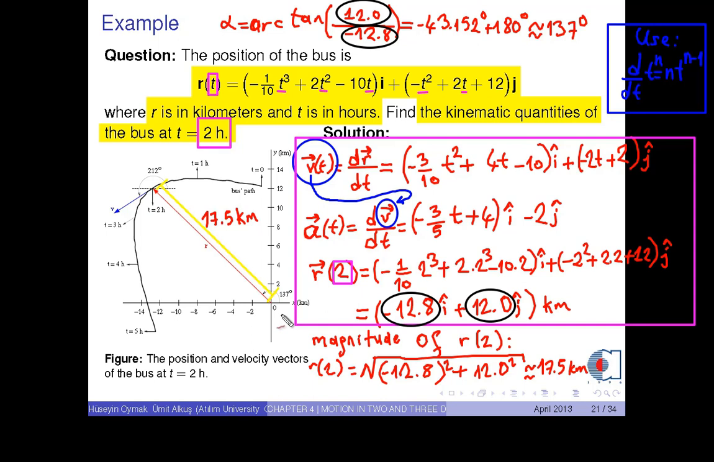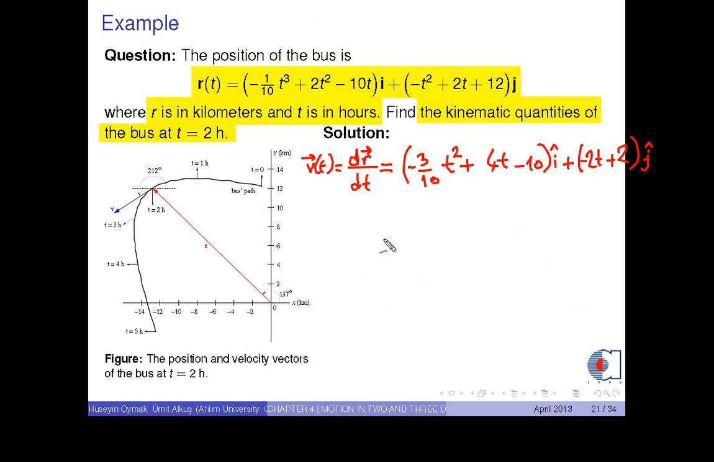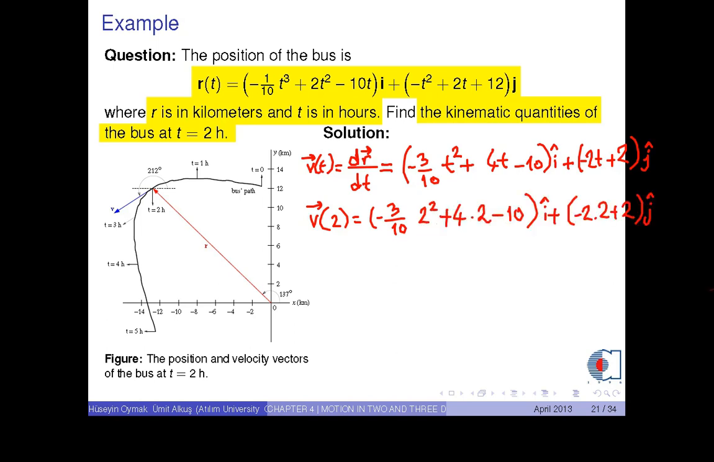We thus say that the bus is at a distance of 17.5 km and makes an angle of 137 degrees with respect to the positive x-axis. The position vector r(2) is shown in this figure. We find bus velocity in unit vector notation at t = 2 hours as v(2) = (-3/10 times 2 squared + 4 times 2 - 10) i hat + (-2 times 2 + 2) j hat, which is equal to -3.20 i hat - 2 j hat kilometers per hour.